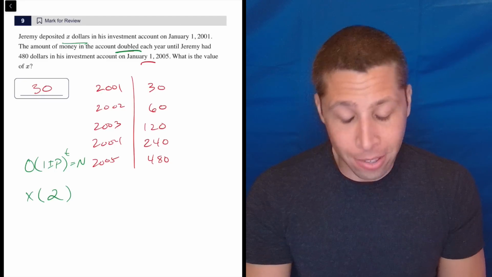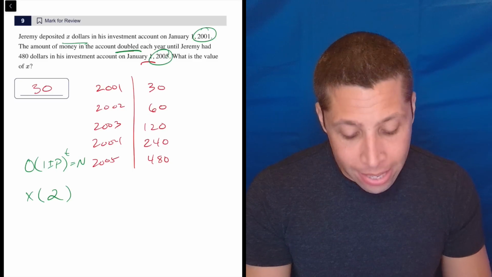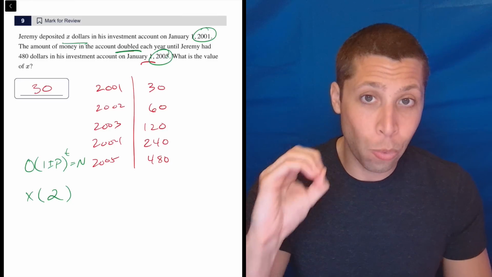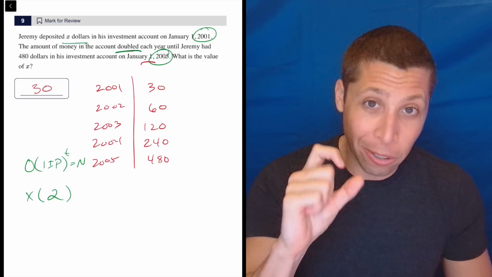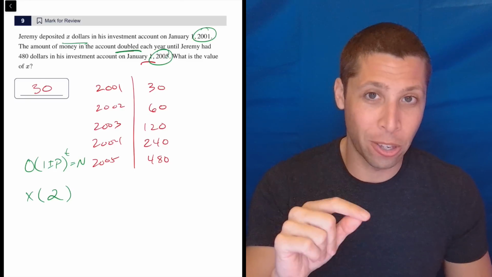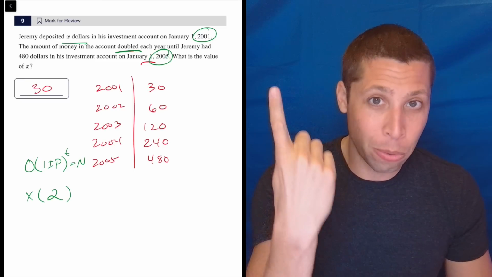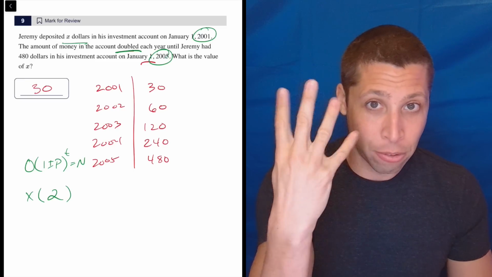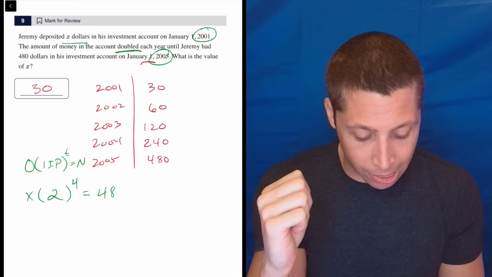Now, again, this is where you've got to be careful. What's our exponent? Well, our exponent is 4, right? Because 0 would be the 2001 mark, not 1, even though it's 2001. The 0 is our 2001. So if 0 is 2001, then 2002 is 1, 2003, 2004, 2005. So our exponent is 4, and our new amount is 480.